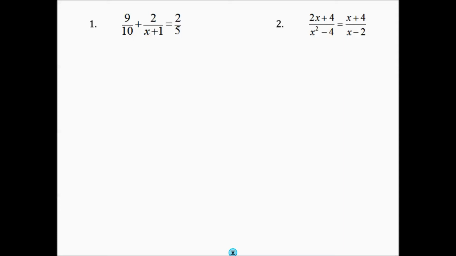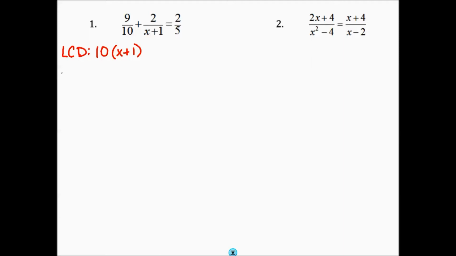First, we have 9 over 10 plus 2 over x plus 1 equals 2/5. So our first step is to find the LCD. So we know that we need an x plus 1 in our LCD. Then we have 10 and 5 as the other denominators. Since 5 is a factor of 10, our LCD is 10 times x plus 1.